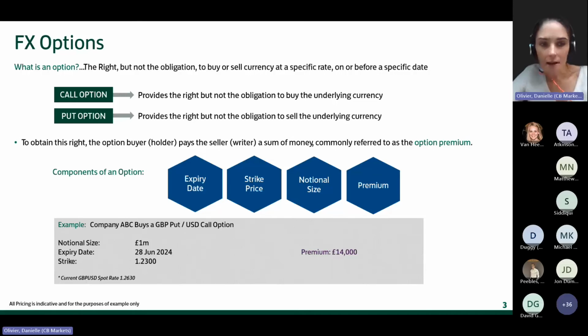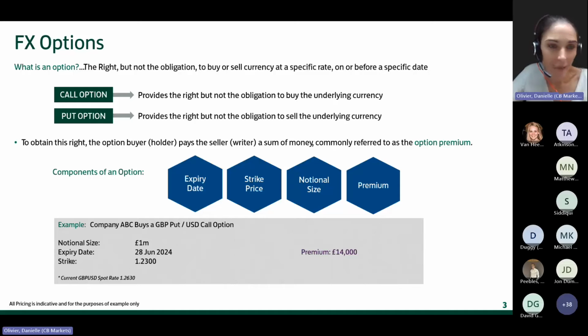If we then look at the components of an option. So firstly, we have the expiry date. So that is the last date to which the option is valid. It's usually the date at which we determine the outcome of the option. The strike rate. So this is the exchange rate applicable to the option contract. The notional size, that's the amount of currency. And the premium, which is the cost of the option.